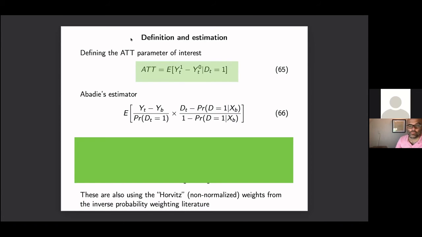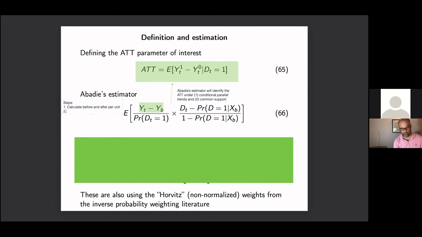And Abadie's estimator will identify the ATT under conditional parallel trends and common support. Okay, now here's how it's going to work. Remember the steps. One, calculate the before and after difference per unit. Okay, so that's that right there.